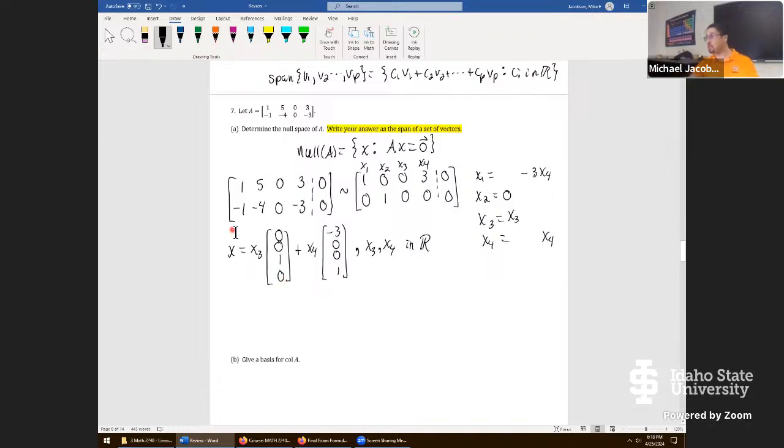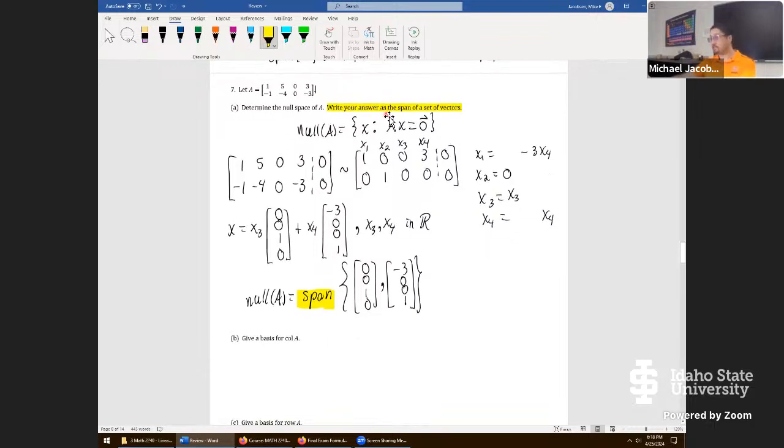So from here, we can just say null A equals the span of those same constant vectors that we produced, 0, 0, 1, 0, and -3, 0, 0, 1. So we did it, folks. We wrote our set as the span of a set of vectors. Any questions at all with those steps so far?